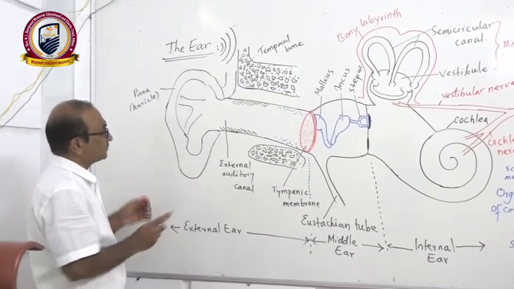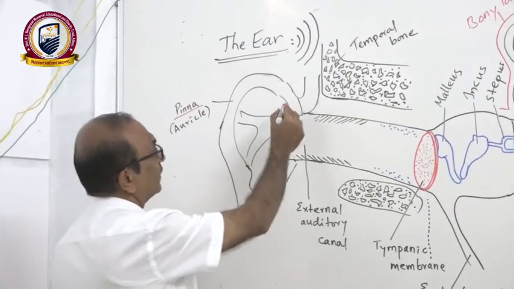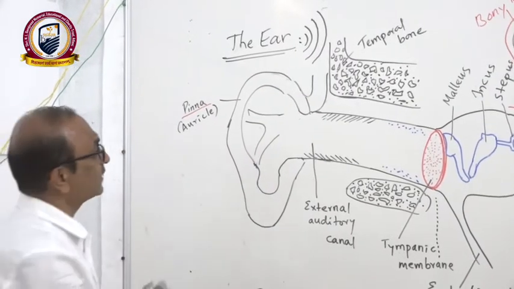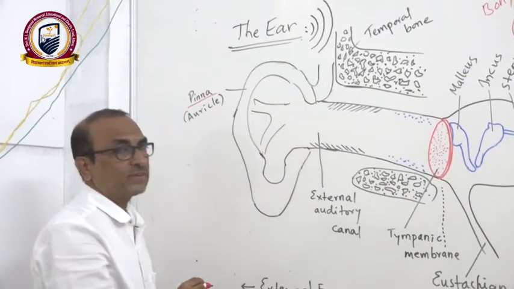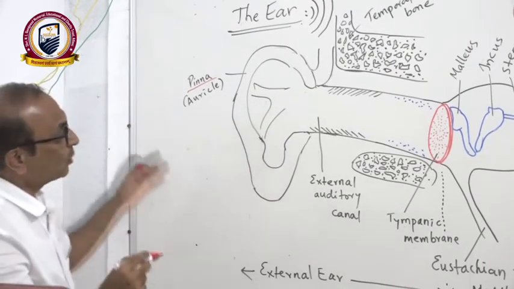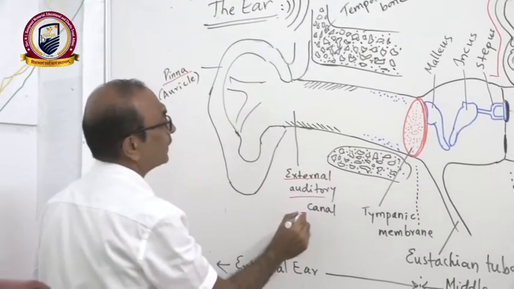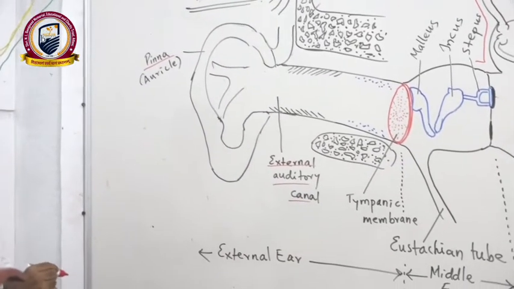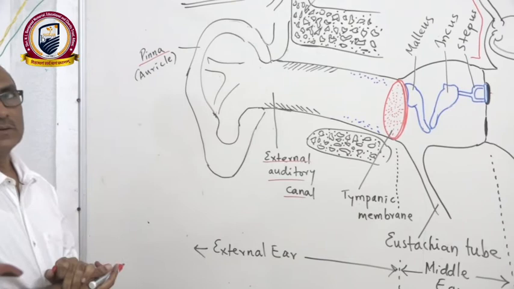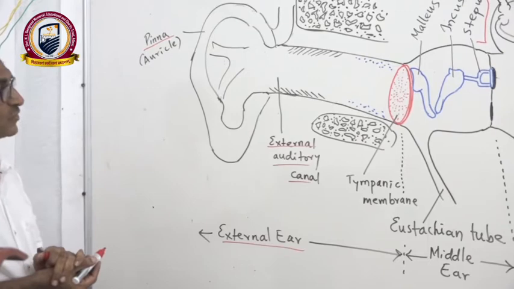The external part, which is called the pinna, ear pinna or auricle, is an irregular shaped cartilaginous structure covered with the skin. That is called an ear pinna, and that helps in directing the sound waves into the auditory canal. External auditory canal and the ear pinna together are called the external ear.